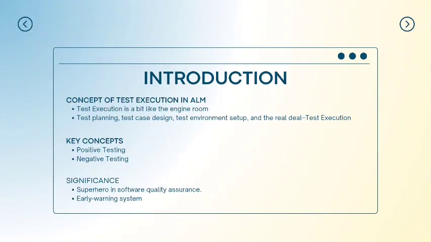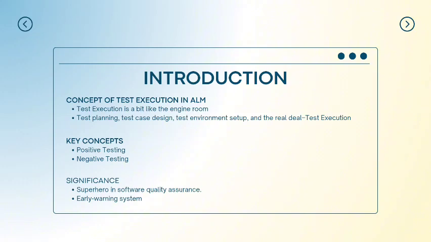Test execution is a bit like the engine room. It powers up the quality of our software. First off, we break it down into the key activities: test planning, test case design, test environment setup, and the real deal, test execution. It's not just about running tests. It's about carefully planning, designing effective test cases, and setting up the right environment for accurate testing.